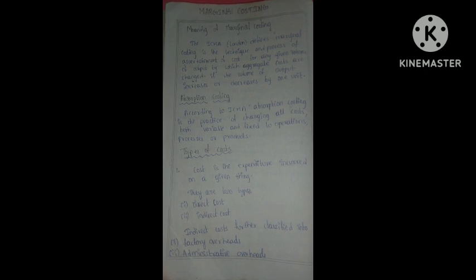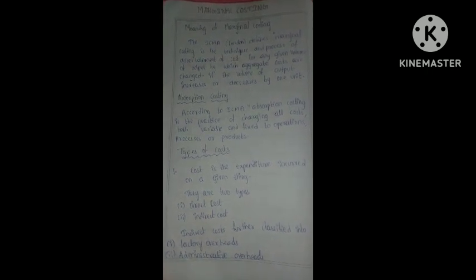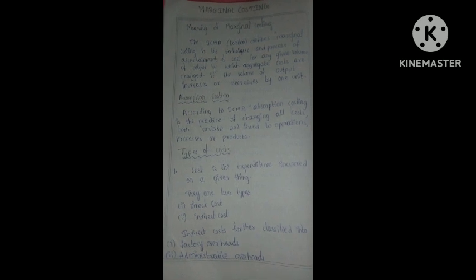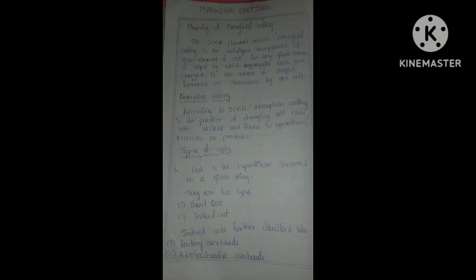In general meaning, absorption costing can be defined as a practice of charging all costs, both variable and fixed, to operations. It means it charges both variable and fixed costs.